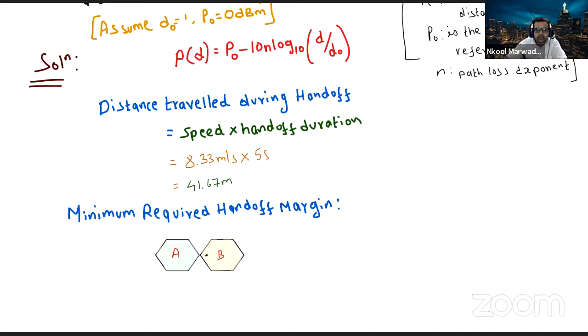Now the idea is very clear. From here to here, the distance is 600 meter. It's given.